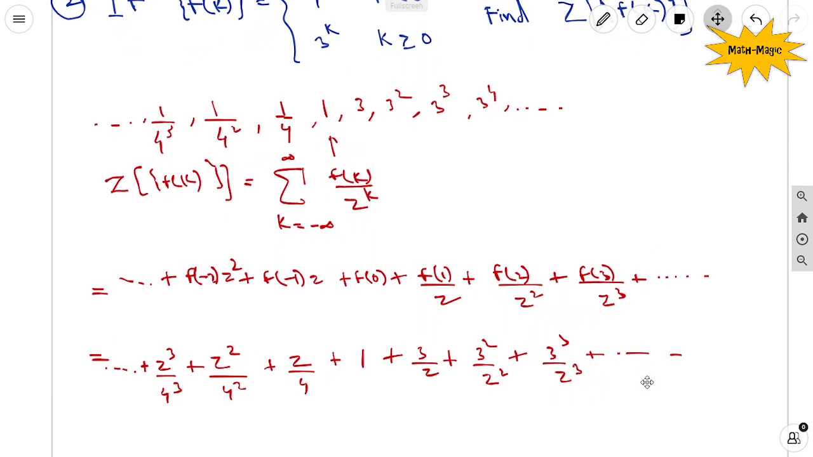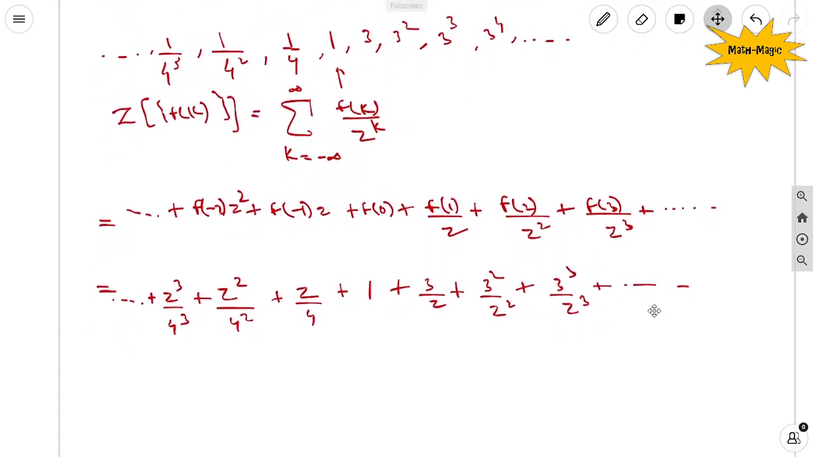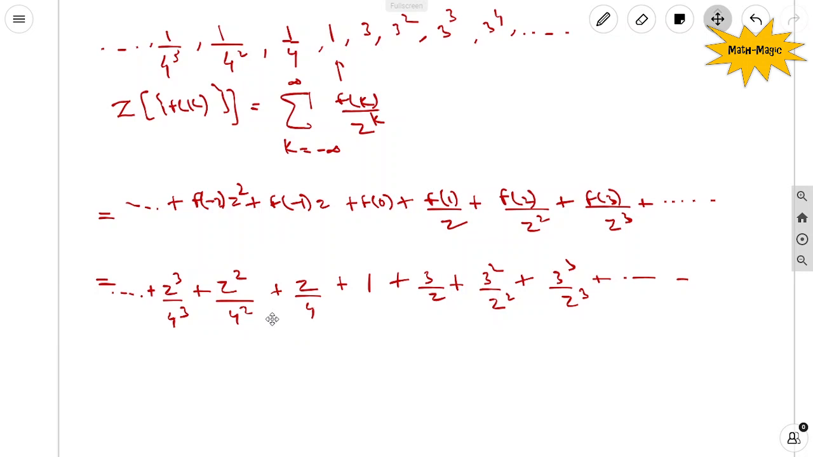So now what do we have to find? We have to find the region of convergence. We have to find those values of z for which this infinite sum is finite. So now what you have to do after finding the Z transform, you just have to identify the structure of the series with the standard series.